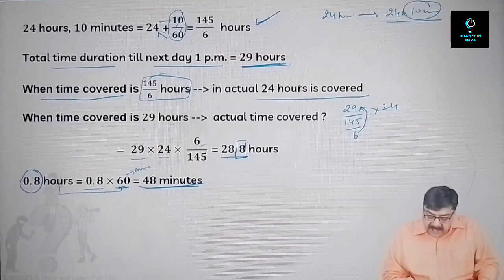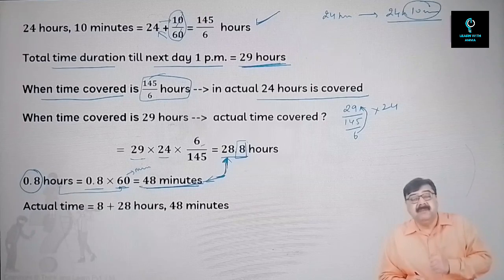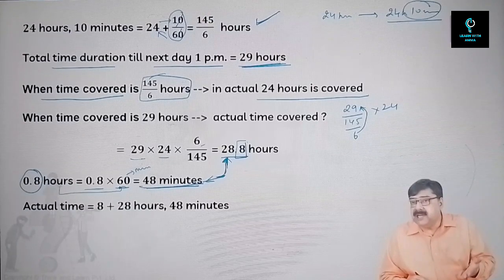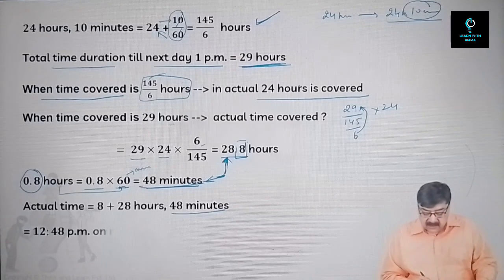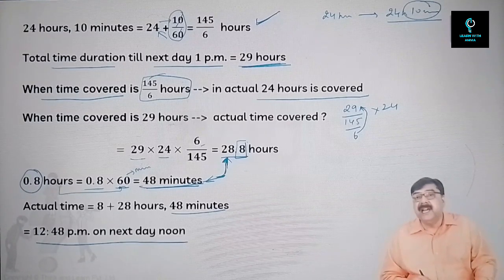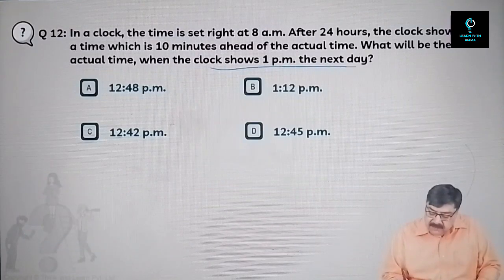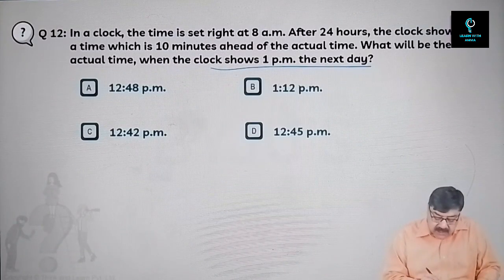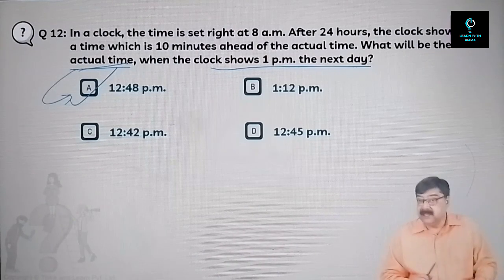So 28 hours and 48 minutes, which would mean from 8 a.m. on the first day, we count 28 hours and 48 minutes. So 24 hours will be 8 a.m. on the next day. Another 4 hours is going to be 12, and then we have 48. So the timing here will be 12:48 p.m. on next day when the clock is showing 1 p.m. So when the clock shows 1 p.m. the next day, the actual time is 12:48 p.m. and this clock is fast.